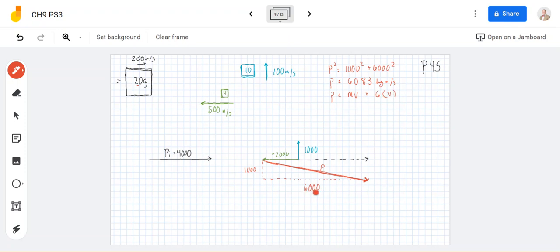So if I want to divide each of these by 6, I could actually get the speeds there. This one then, the velocity would be equal to 1,000 divided by 6, which is 167 meters per second in that direction. 6,000 divided by 6, this would be 1,000 meters per second in that direction. And I think it asks for it in unit vector notation. So this would be 1,000 i minus 167 j.